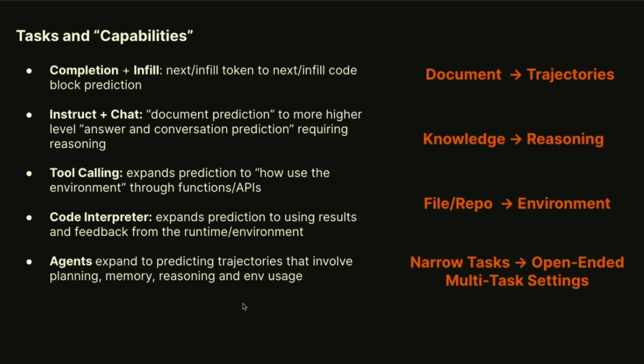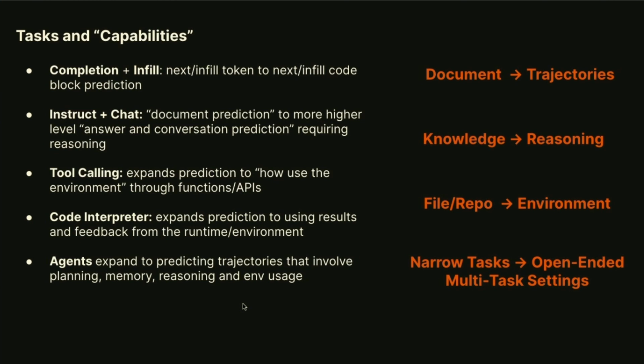So jumping into the details a bit, let's talk about tasks and capabilities. What is actually the difference between the capability of LLMs and agents, and how have tasks evolved over that? With completion and infill, you just had next token prediction to next code block prediction. You had instruct chat, where you went from just completing the document to actually questions and answers, right?